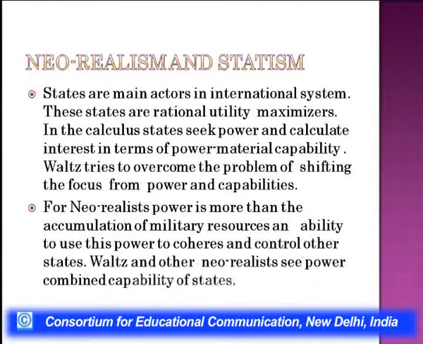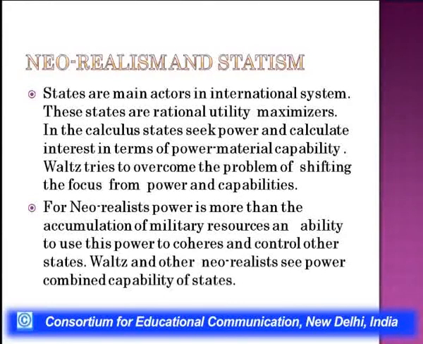The last point: the convergence of Neo Realism and rationalism. Here again they say states are the main actors in the international system. These states are rational utility maximizers. In the calculus, states seek power and calculate interest in terms of power, material capability. Waltz tried to overcome the problem by shifting the focus from power and capabilities.